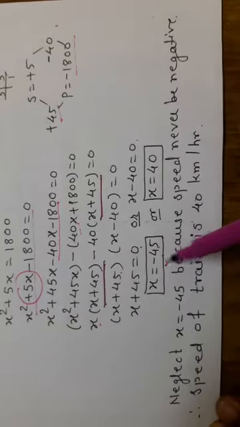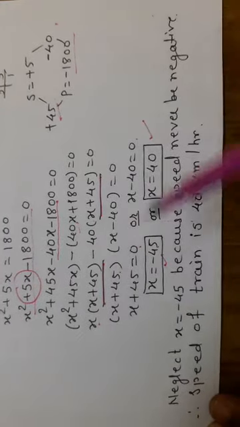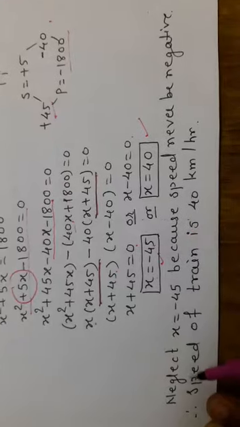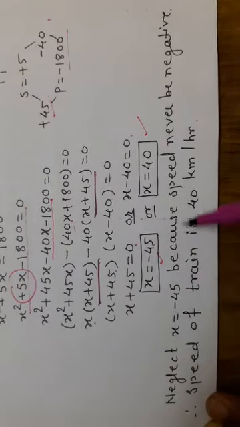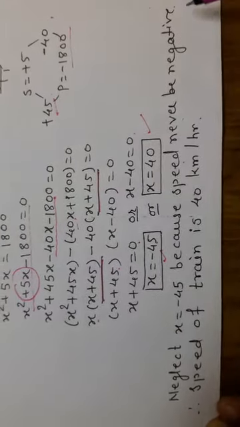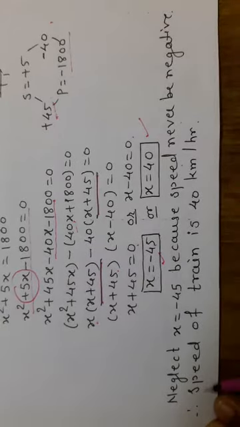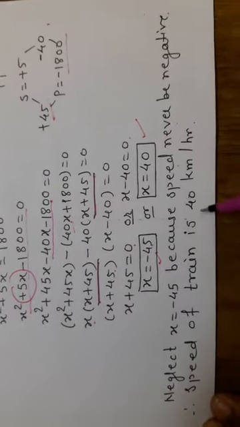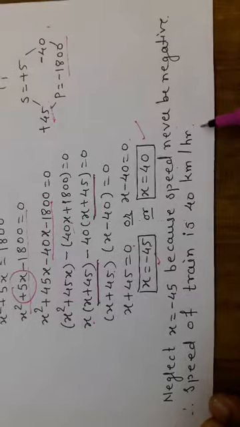Now this is the speed we got, and everyone knows very well that speed can never be negative. So we neglect x is equal to minus 45 because speed can never be negative. The reason also we have to state. Therefore, the speed of the train we got here is 40 km per hour.